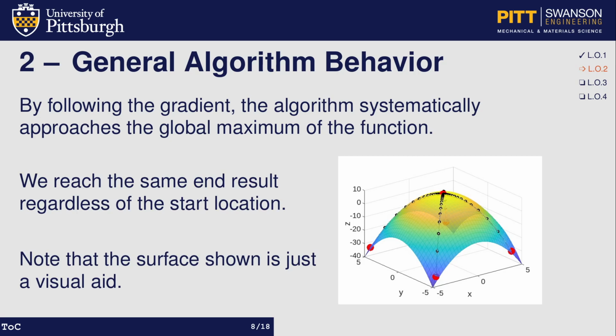We reach the exact same result regardless of where we start. Here you can see 4 different starting points, and they all converge towards that same 0, 0 on the xy axis as the maximum. Note as well that the surface here is shown just as a visual aid. The algorithm does not actually compute that surface, unlike with the parametric sweep.